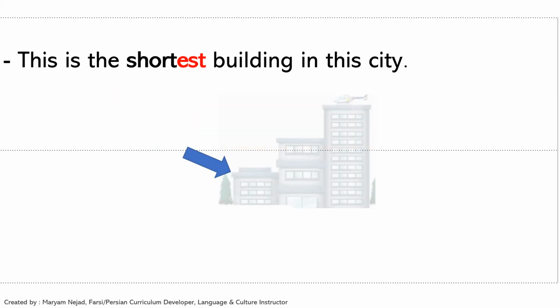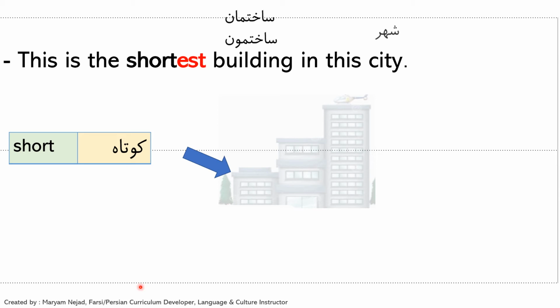Let's see another example. Now we want to say this is the shortest building in this city. So short is کوتاه. And here are the other vocab. So building is ساختمان. The informal is ساختمون. And then city is شهر. So it's like literally we need to say something like this. The shortest building in this city is.